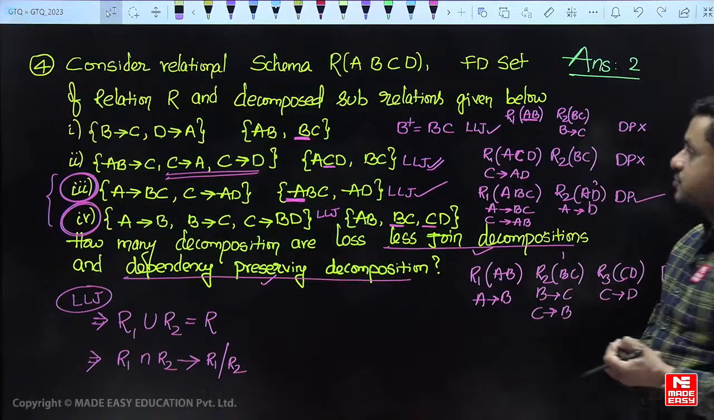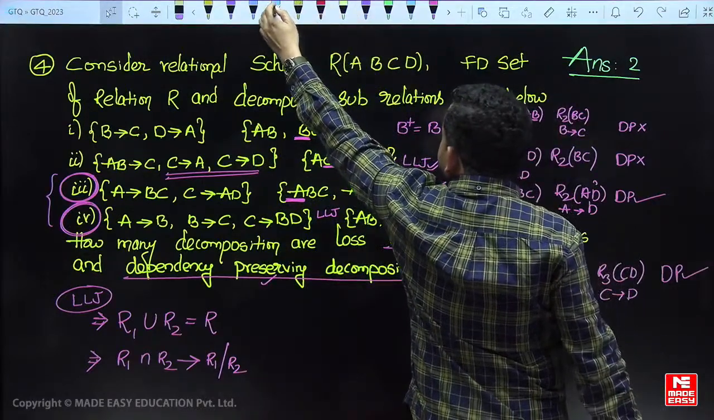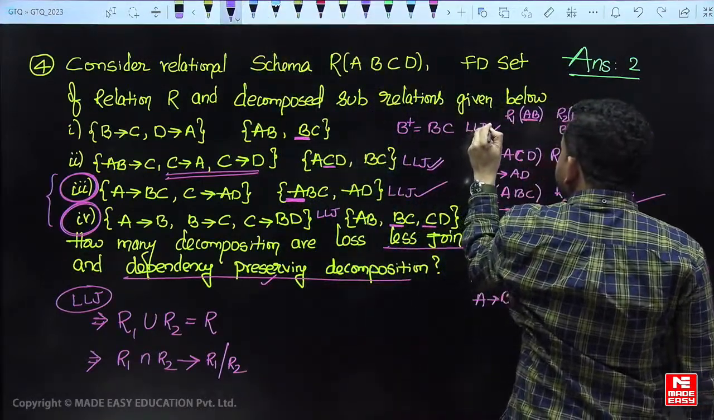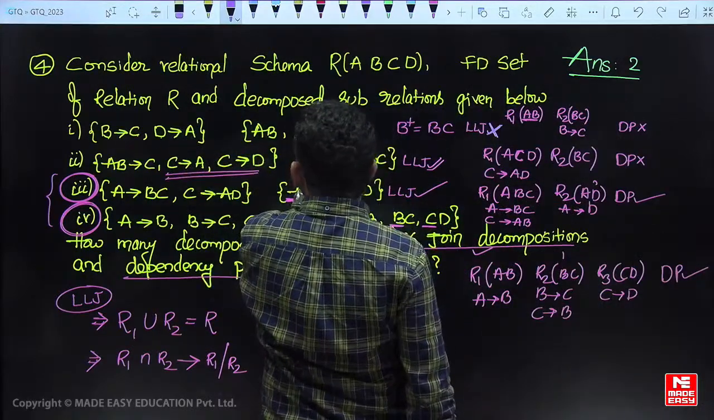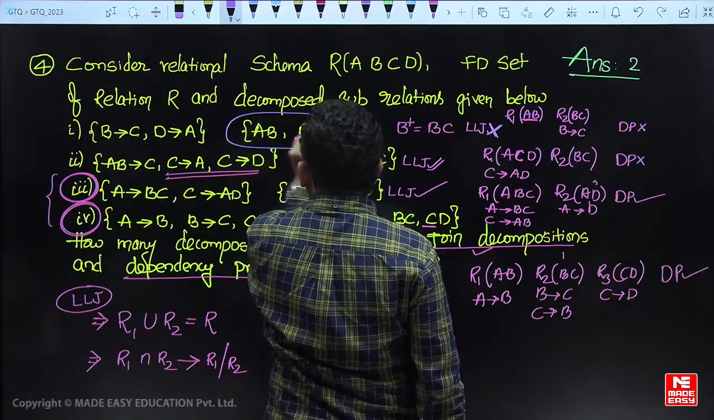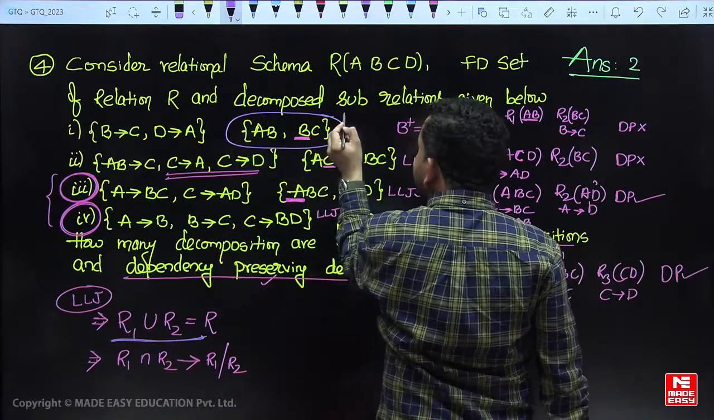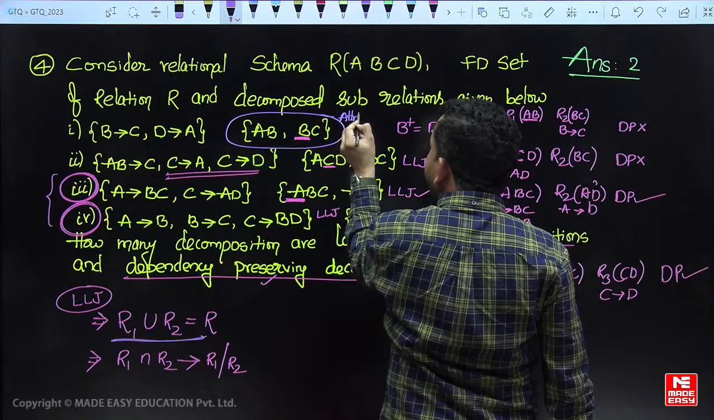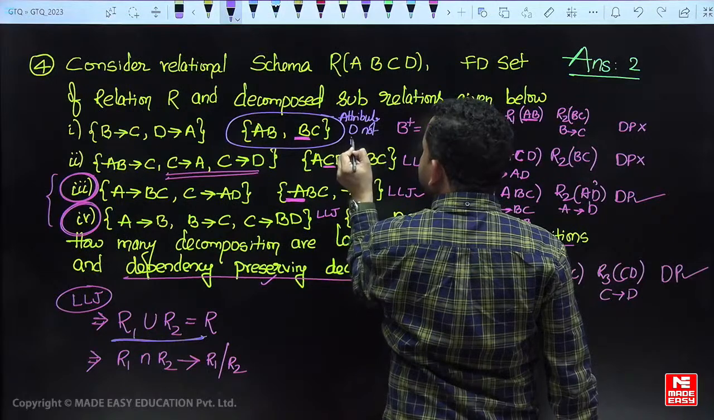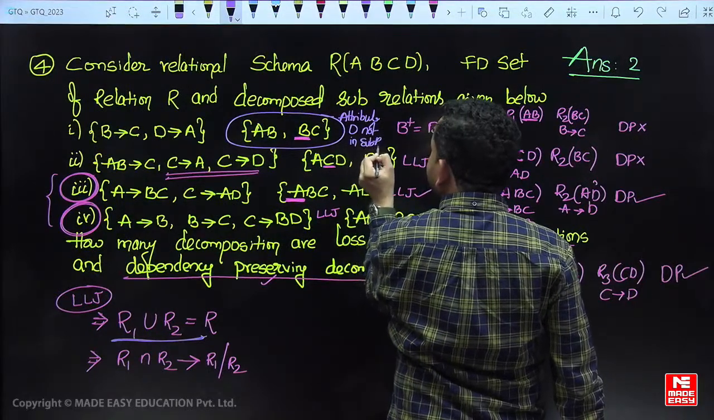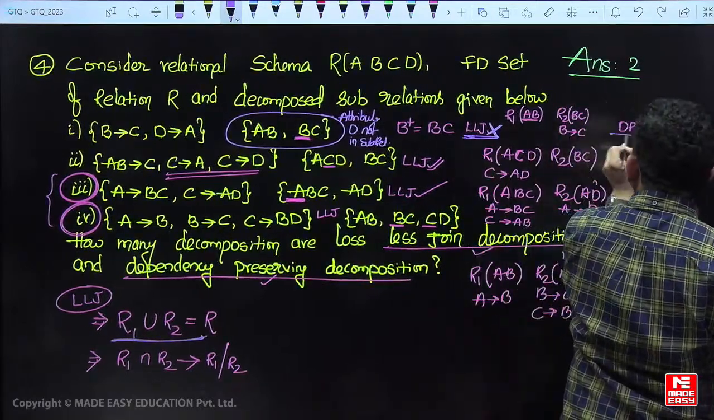Sorry for this. The first one is not lossless join. By oversight I didn't observe this. Here attribute D is not in the subrelations. So the first condition fails. So the first one is not lossless join as well as not dependency preserving.